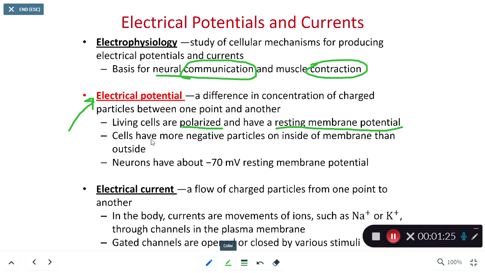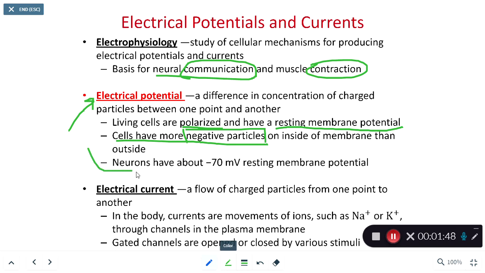As a general rule of thumb, cells are going to have more negative particles on the inside than the outside. So there's a net negative charge on the inside of the membrane. Most of the negative particles on the inside of the cell are stuck. They can't get to the outside of the cell. There are anionic proteins, very large negatively charged proteins, on the inside of the cell.